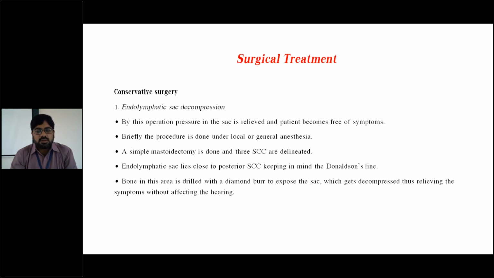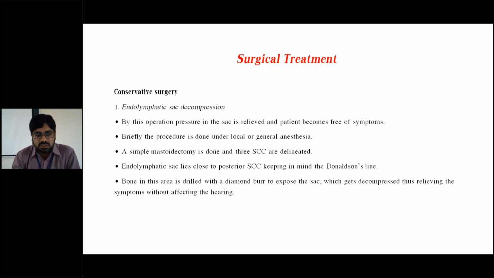And surgical treatment also has two types. If the hearing loss is not much, meaning the inner ear is good and functioning, then you can go for conservative surgeries. But if there is no hearing at all and it's a dead labyrinth, then you can go for destructive surgery. So what are the conservative surgeries? Endolymphatic sac decompression. This is the most important surgical treatment we do.